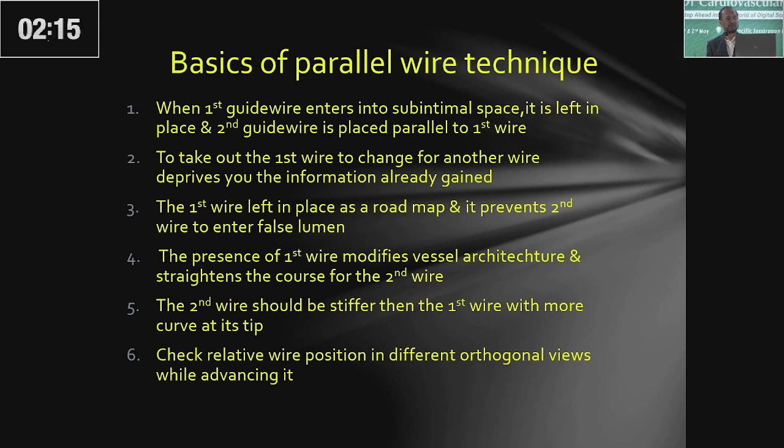take the second wire. And don't take out the first wire, because then you lose the information already gained. It will prevent the second wire from going into the false lumen. It also helps to modify the vessel architecture and straighten the vessels. The second wire should be stiffer than the first wire and with more curve at its tip. And always check the relative position of the wires in different orthogonal views.